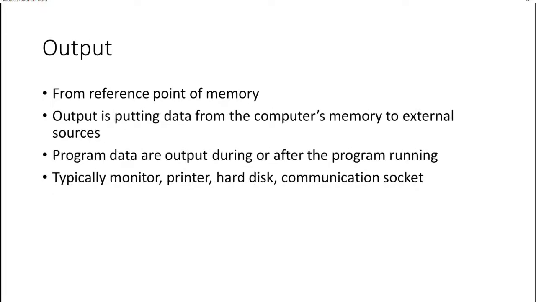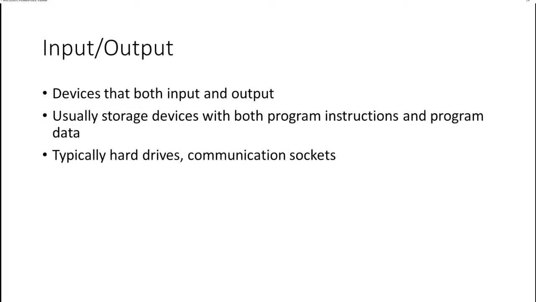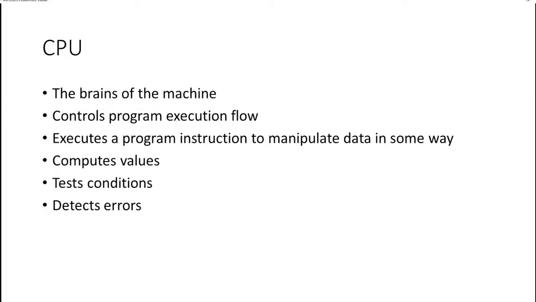Output, again, from the reference point of memory, means to take information in memory and output it or put it out to external devices, often a monitor or a hard drive. Printers, communication sockets, etc., are other forms of output. But again, it's always the idea of moving information from inside the machine outward to external devices. The combination is some devices do both.